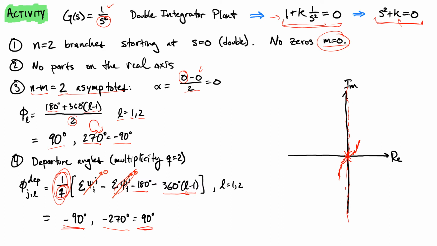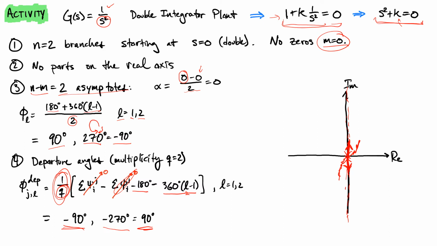So it means that right emerging out of these poles, these are going to be exiting at plus and minus 90. And so that means that the arrows along this root locus are going to be pointing up along the positive imaginary axis and down along the negative imaginary axis.